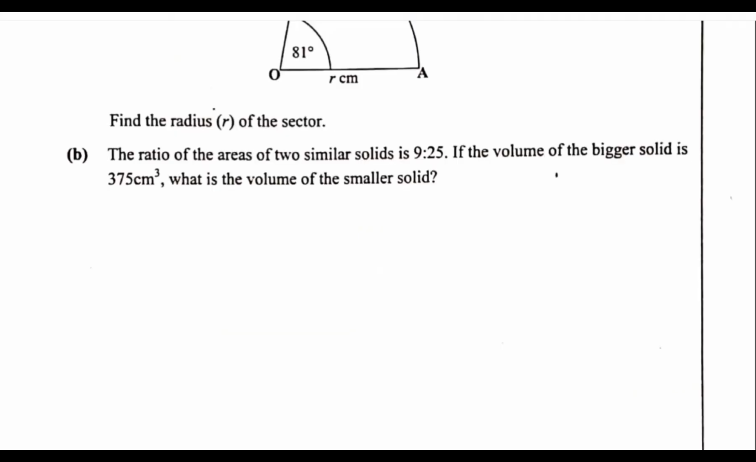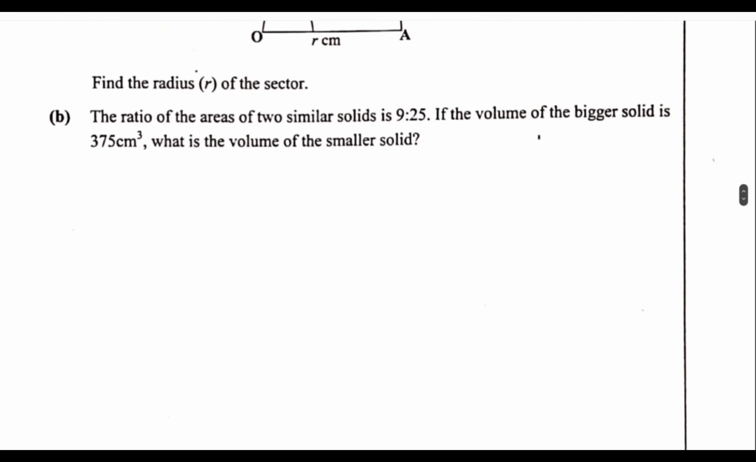Okay, now we move on to part B. The question reads: the ratio of areas of two similar solids is 9 to 25. If the volume of the bigger solid is 375 centimeter cubed, what is the volume of the smaller solid? You need to be very careful with this question. If you check properly, the ratio that we have been given, the 9 to 25, is the ratio of areas.